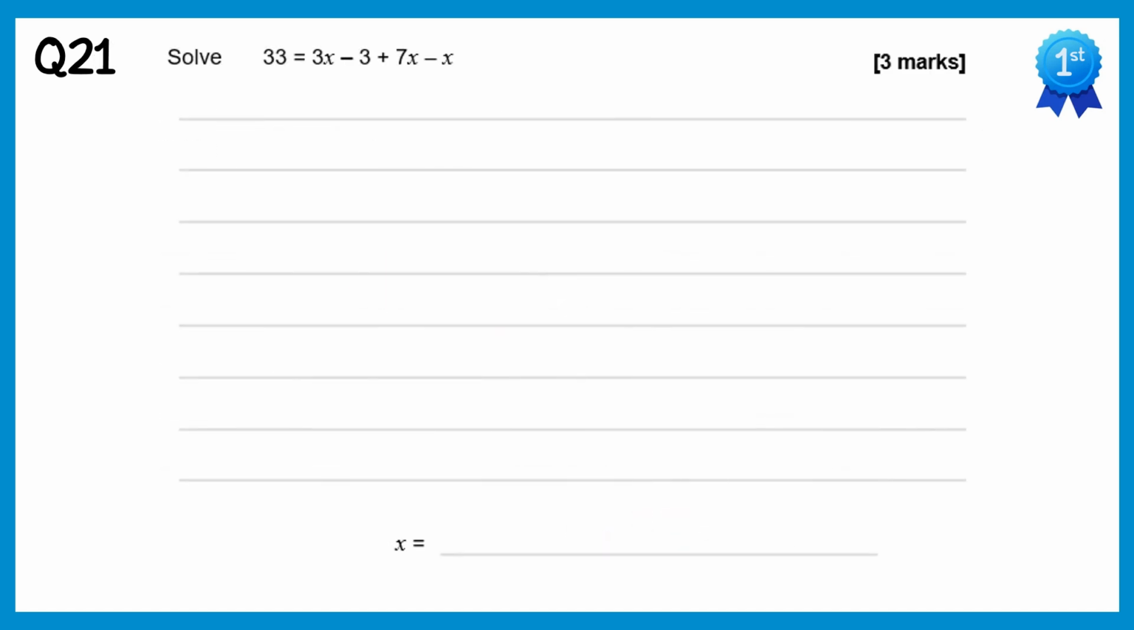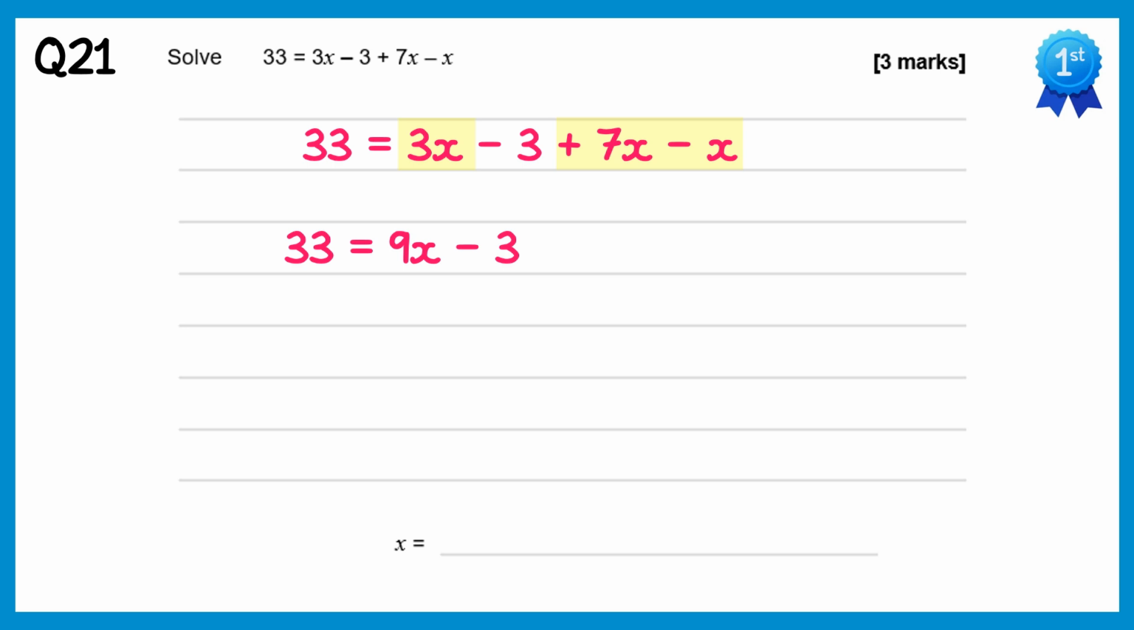In this question we need to solve an equation. On the right hand side of the equation we've got lots of x terms that we need to simplify. We've got 3x, plus 7x and minus x. 3x plus 7x is 10x, and then take away one more x gives you 9x. So we could write this as 33 equals 9x take away 3.